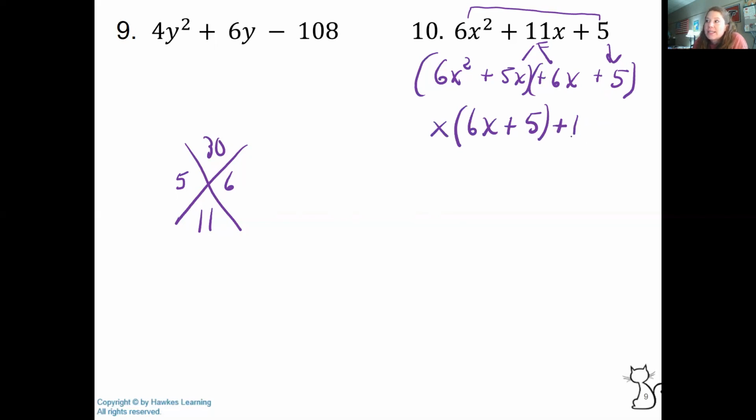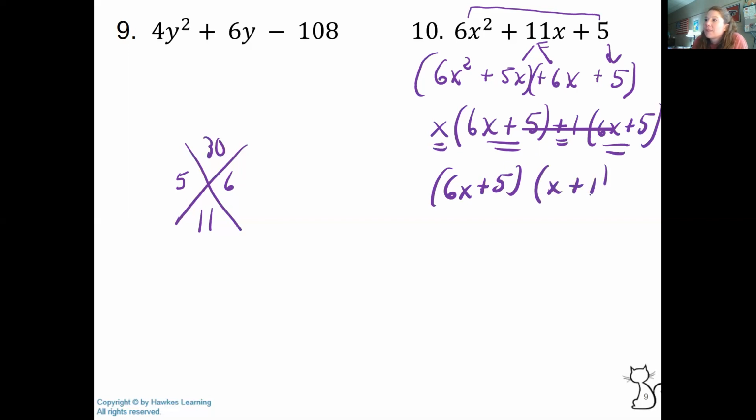Because you want something over here, right? What's 6x divided by 1? 6x, and 5 divided by 1 is 5. Now that's a little strange, but don't our parentheses match? Yes, they do. So part of my answer is 6x plus 5. And when you don't need to divide by anything and you have what you started with over here, that means you have to include a 1. So my second factor is x plus 1. And that's my final answer.